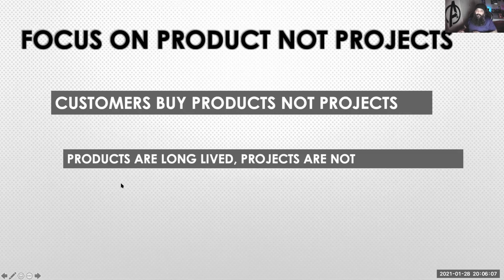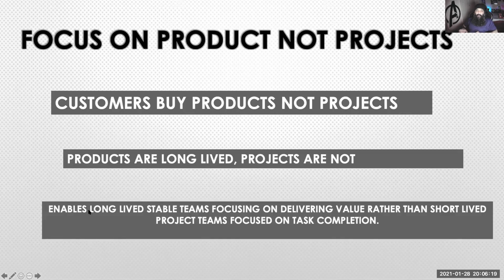And products are much longer in terms of their life, right? So now when you start focusing on products and not on projects, what happens? It enables long-lived stable teams focused on delivering value rather than short-lived project teams focused on task completion. So this is where you're getting that shift.